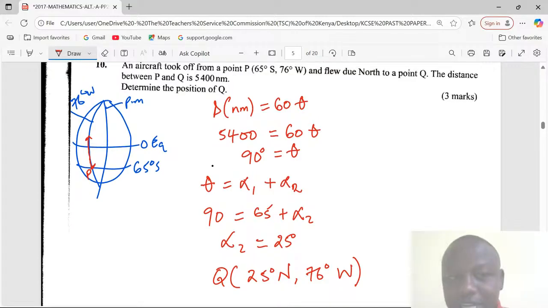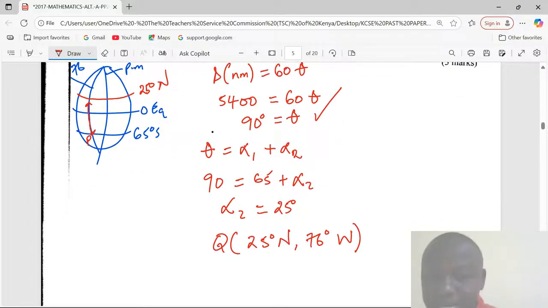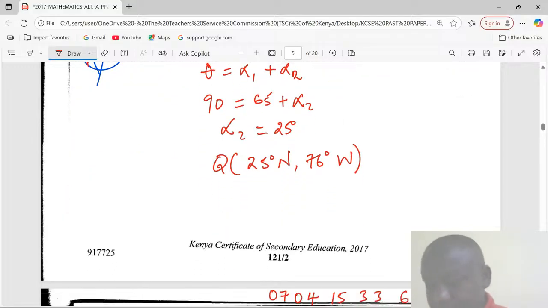25 in the north. That is why the angle difference is 90. When you move from 65 in the south all the way to 25 in the north, you will have gone through an angle difference of 90. So that's what you're supposed to understand.